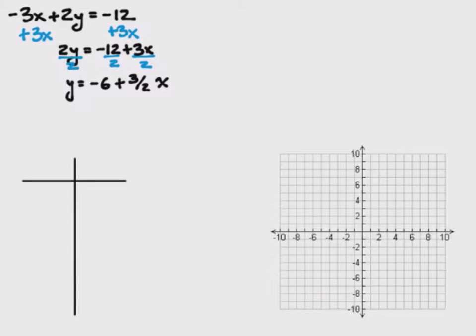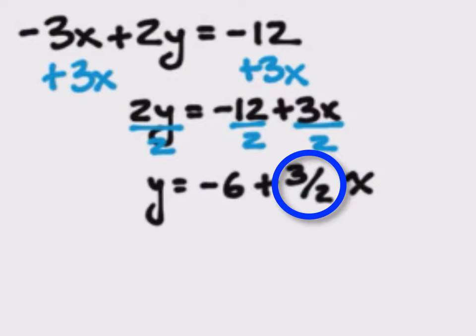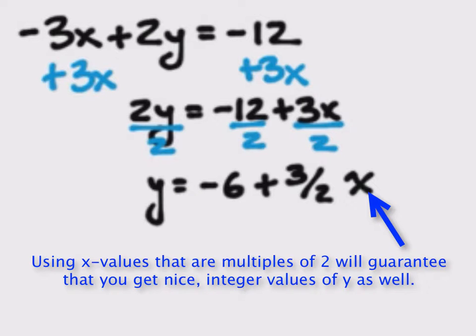Now that we have our equation in y equals form, it should be a lot easier to cycle through x values and find the corresponding y values. One note, since we've got a fraction in front of this x with a denominator of 2, let me suggest that you use x values that are multiples of 2. Remember, both positive ones and negative ones.